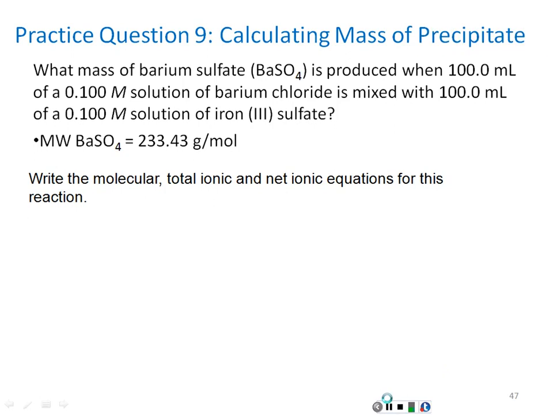All right, our first step would be to write the molecular equation, but to do that we need to know the chemical formula for each of the constituents in this reaction. We're given barium sulfate's formula up here, but now we need to find barium chloride and iron sulfate.